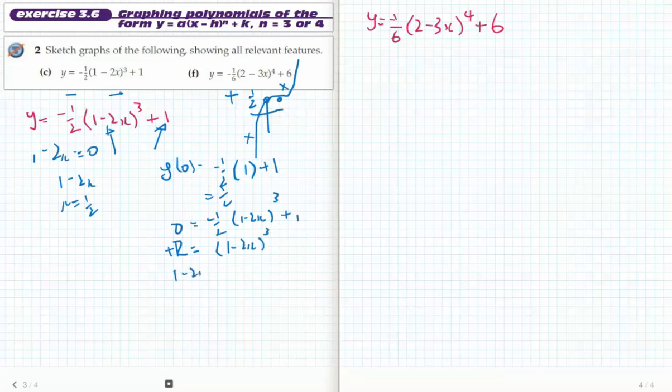1 minus 2x equals the cube root of 2, and there's only one cube root of 2. Minus 2x equals negative 1 plus the cube root of 2. 2x equals positive 1 minus the cube root of 2, and x equals 1 minus the cube root of 2, all divided by 2. Okay, so what's this curve look like?